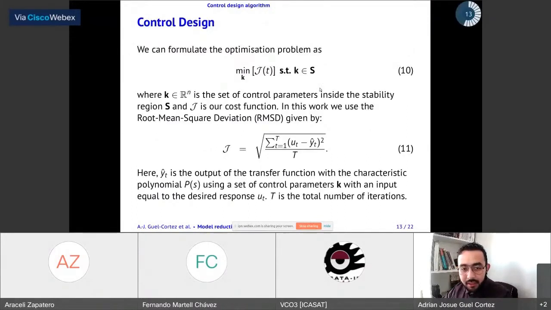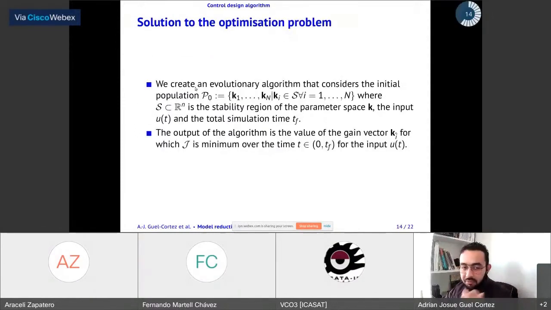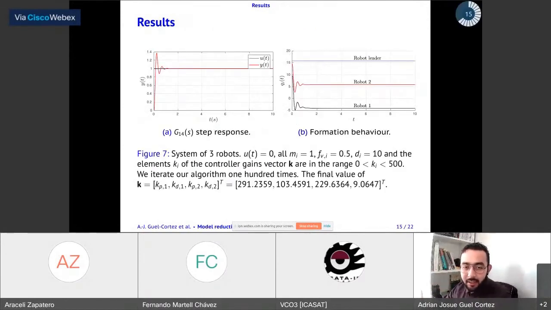So I did that by minimizing a cost function. That cost function is just the root mean square deviation, which is the subtraction between what I desire minus what I am measuring. And I do that by using a simple evolutionary algorithm. It gives me the set of control gains that I should use in every robot. And as I can show here, if I use this algorithm, it gives me some set of gains that I can use so that in formation every robot keeps a desired distance between each other, having some initial condition, right?